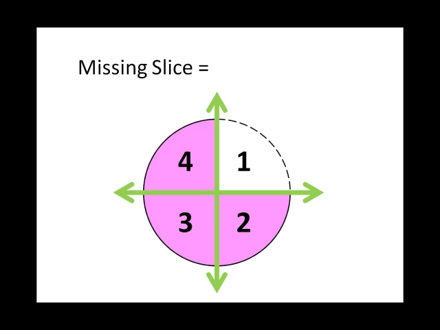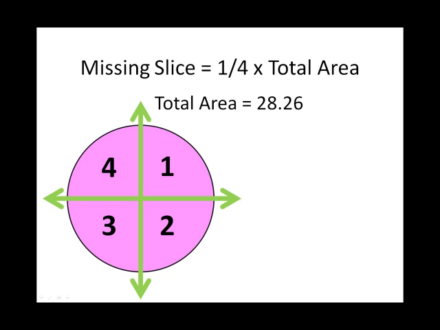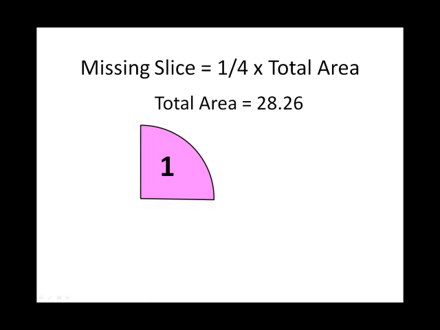So we can see now that our missing slice is one of those pieces, one of the 4 pieces. So it's 1/4. Our missing slice is 1/4 of our circle. So we know that the missing slice is 1/4 of the total area. And we know that our total area is 28.26. So there is our missing slice, one of 4 pieces.